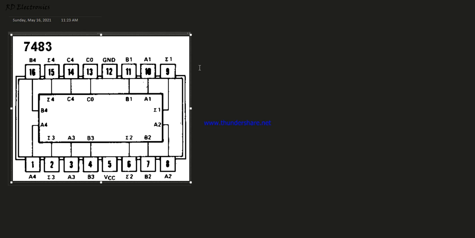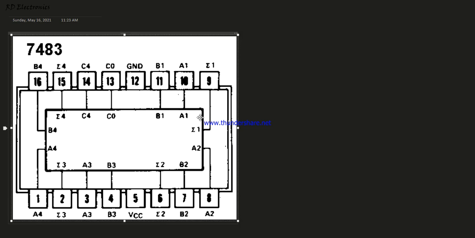Next is 7483. This is known as a 4-bit carry look-ahead adder. In this IC, this is the plus VCC pin and this is the ground pin. Here pin number 5 is plus VCC and 12 is ground, unlike the previous ones where pin 14 was plus VCC and pin 8 was ground. This is the carry output, this is the carry input. This is summation 4, this is summation 3, this is summation 2, this is summation 1. And there are two numbers A and B. Each number is divided into 4 bits: A1, A2, A3, A4.